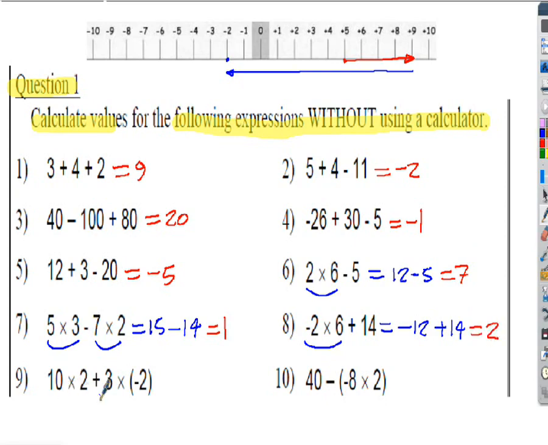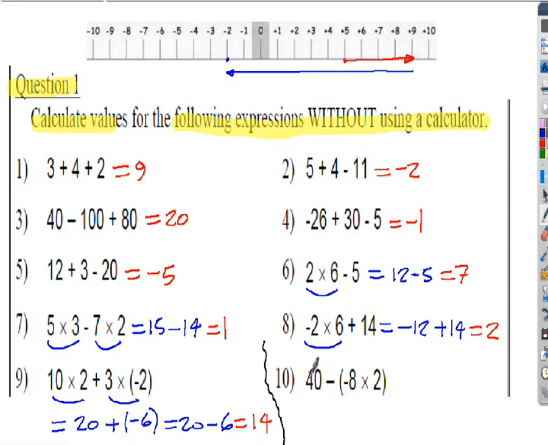Question 9, we've got 10 multiplied by 2 added to 3 multiplied by negative 2, so careful, the precedence lies here. So it's equal to 10 multiplied by 2 is 20. Adding to that 3 multiplied by negative 2, that will be negative 6. I'll put it in the bracket. Now we've got a positive and a negative, so positive multiplied by negative there becomes a negative, so that's 20 subtract 6, that's equal to 14.